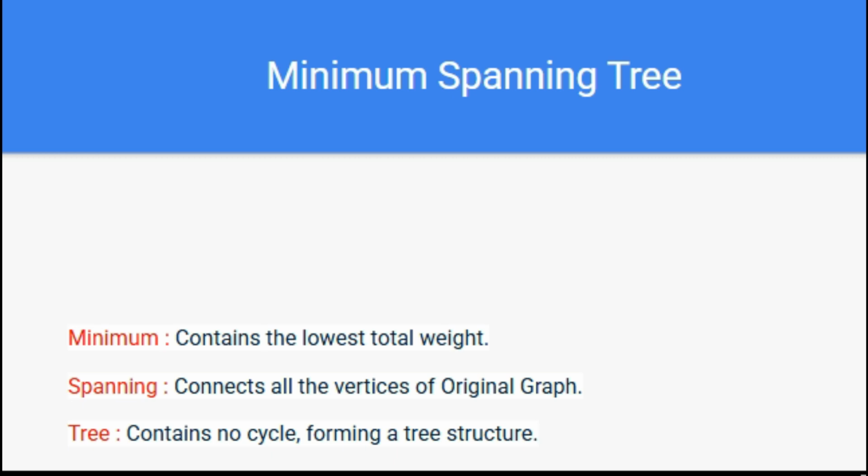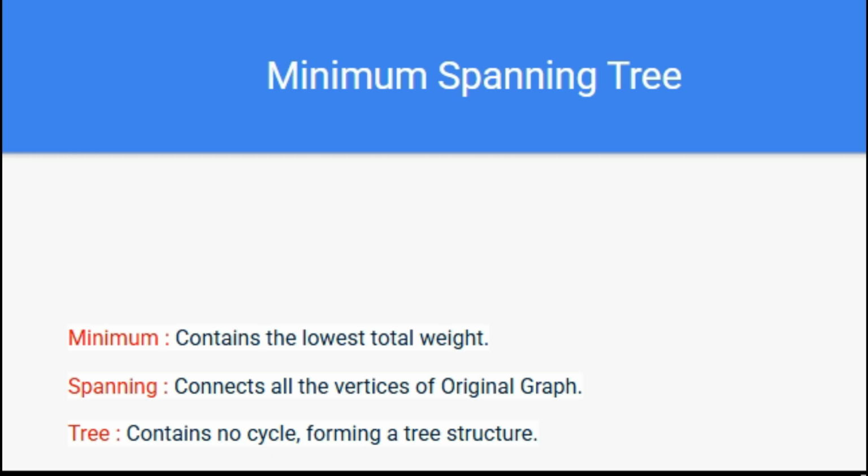So the very first point is, whenever we are talking about a minimum spanning tree, we are talking about a weighted graph, because if there is a weighted graph, only then can we say the cost is going to be minimum or maximum, or what the cost would be. So the very first point you need to understand is, whenever I'm associating the term minimum with any tree or graph structure, it means I'm talking about a weighted graph.